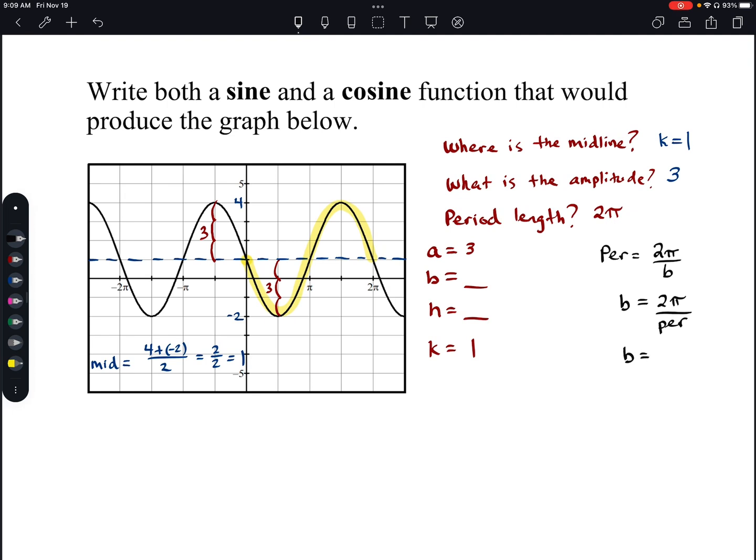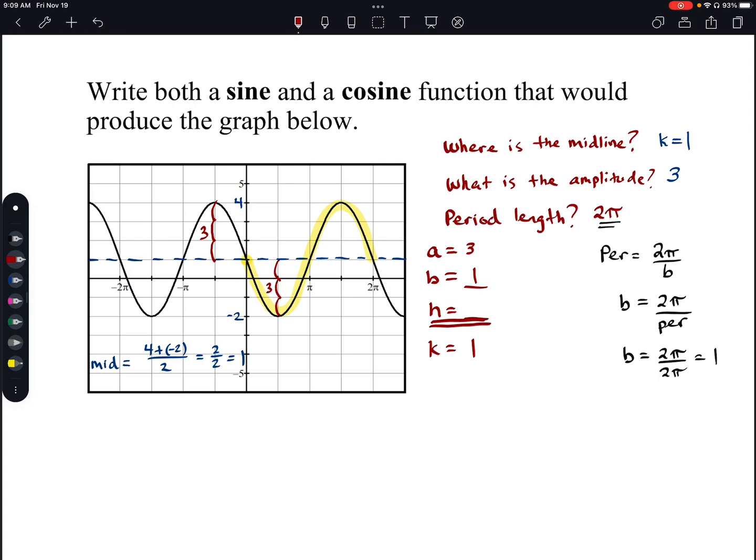So if we are told, or if we figured out here that our period was 2 pi, we're going to take it here and do 2 pi divided by 2 pi, which is going to give us 1. So B is just 1 in this case. And then for H, on this one, H is going to be what you make it.